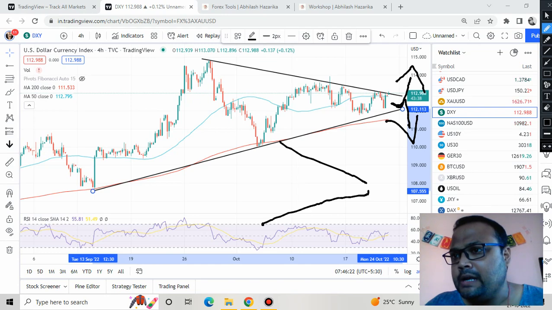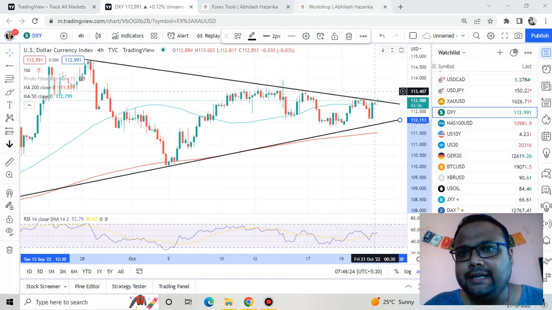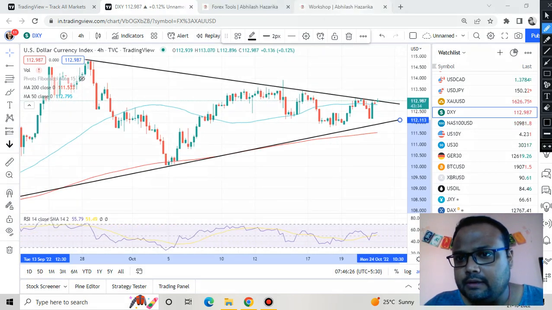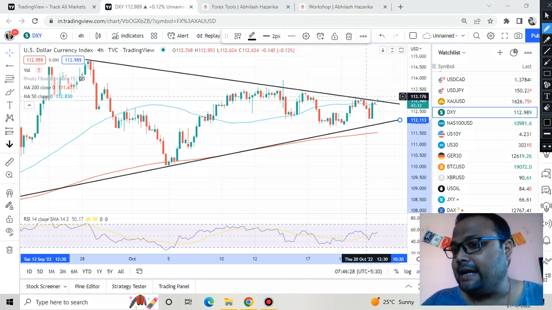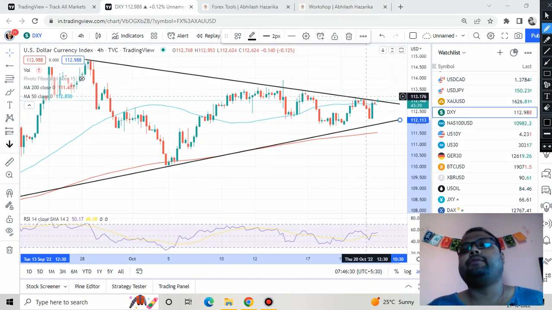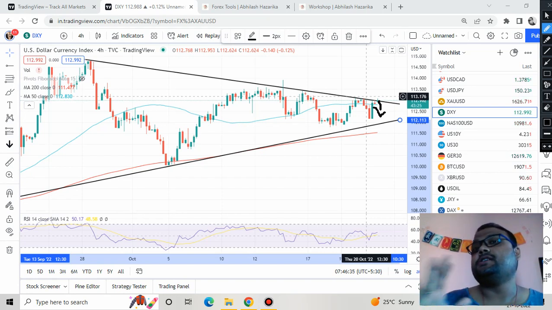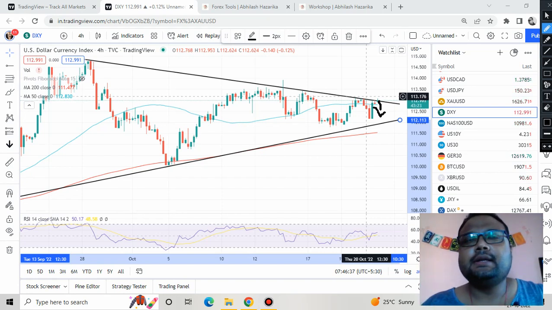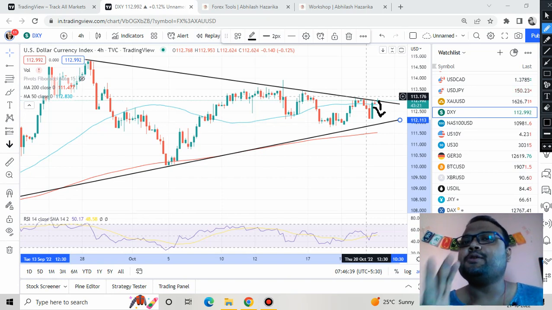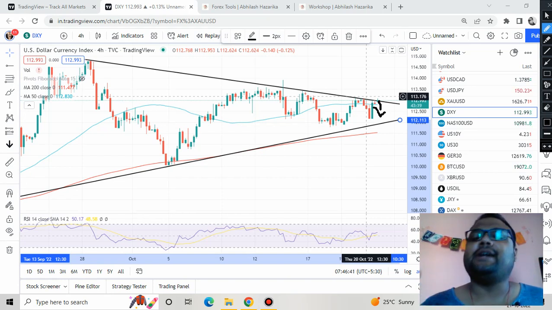And right now DXY is standing at this line here. This line has been acting as a dynamic resistance for the last couple of days and weeks. So if it goes down, then obviously we will see some recovery on the chart of gold. So please be careful with the chart of DXY, because a breakout is coming very soon, I think.